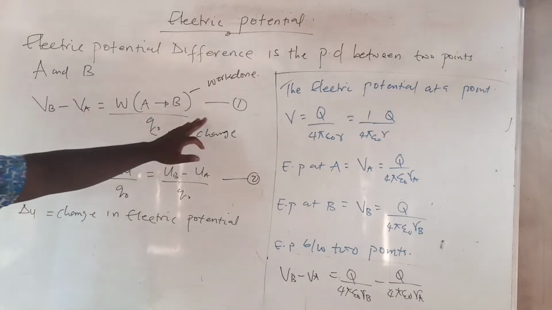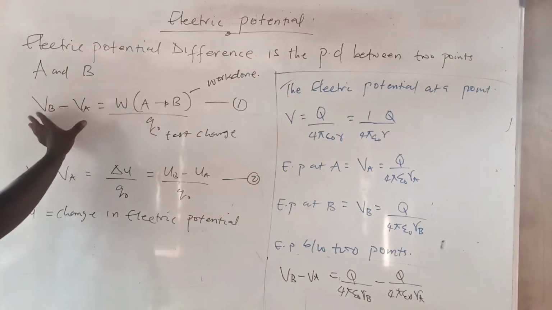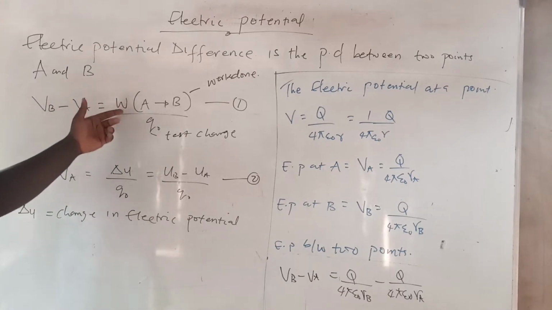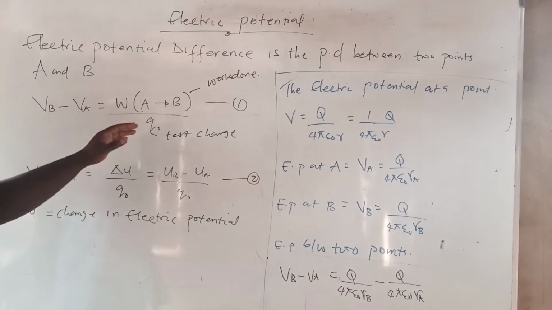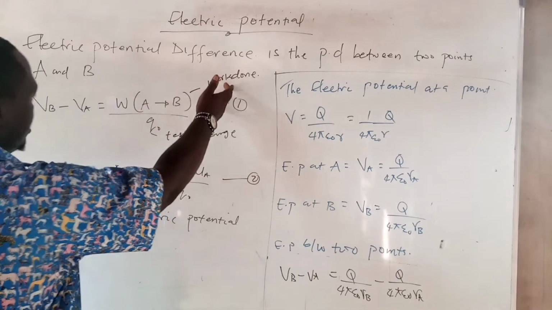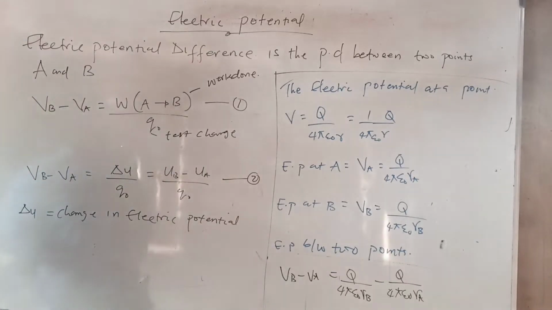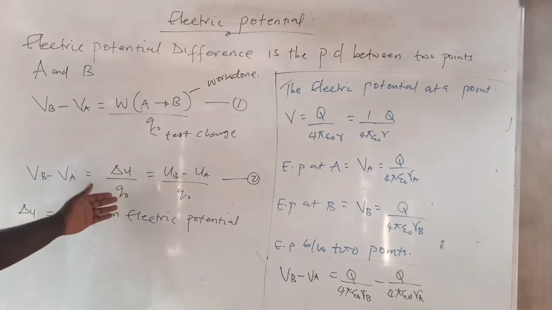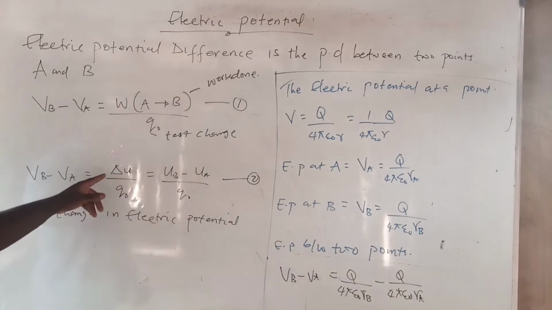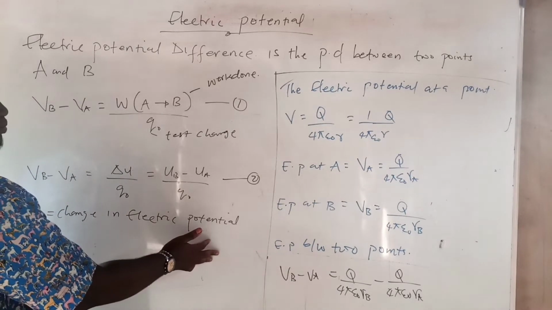From equation 1, you can see this is the electric potential, let's say between 2 points, A and B. The electric potential between 2 points is the work done over charge. Here I differentiated it: this is work done, and this is the test charge. Electric potential can also be defined as the change in electric potential energy over the unit charge. This change in U is the change in electric potential energy. You can see where I wrote it.